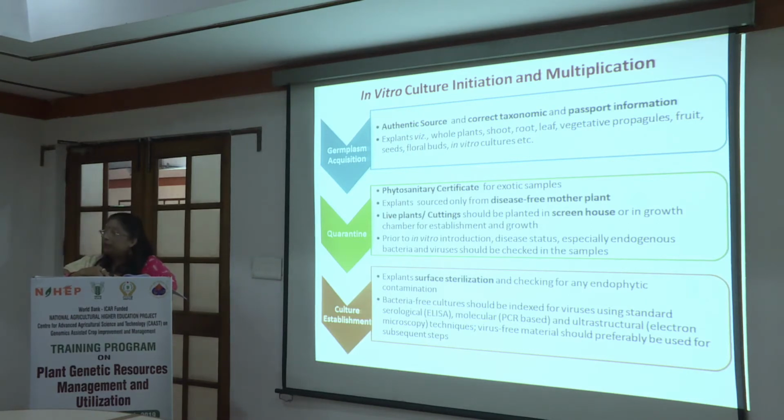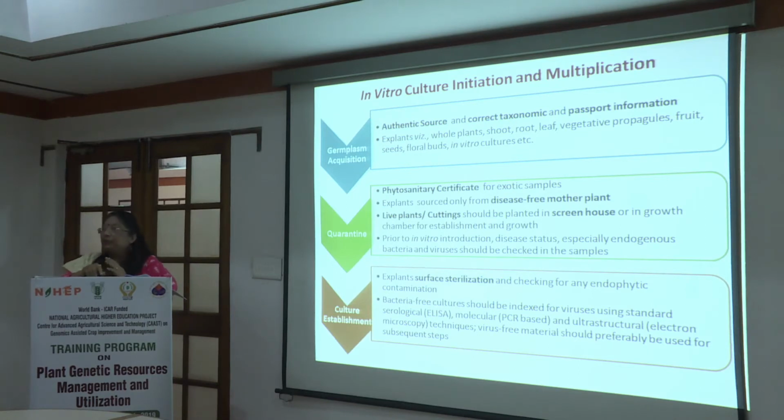Quarantine regulations, especially for material coming from outside the country, require a phytosanitary certificate. You will get the details in the lecture on quarantine. And of course, it should be from a healthy mother plant. And initially, if we get live cuttings or plants, they need to be planted in a screen house or what are known as post-entry quarantine growth chambers for initial establishment. And the disease status, especially endogenous bacteria and viruses, has to be thoroughly checked in the samples.